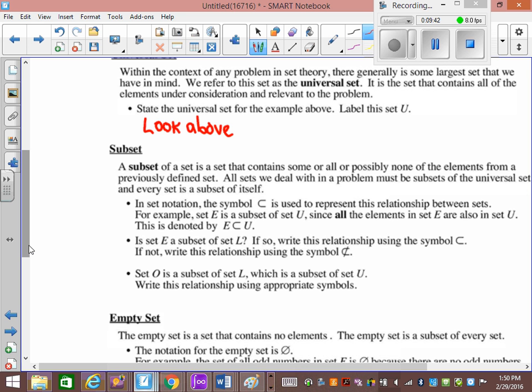Subset comes up a lot. This is another word that everyone forgets about. Subset.